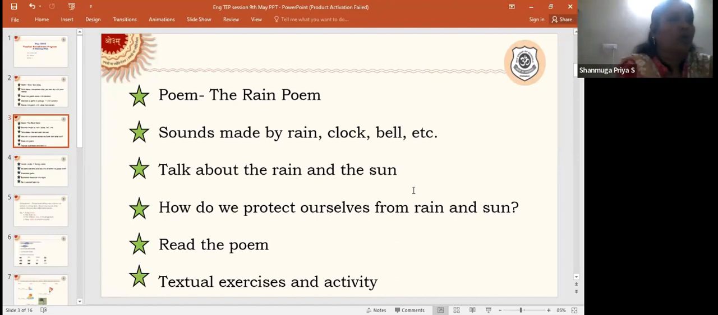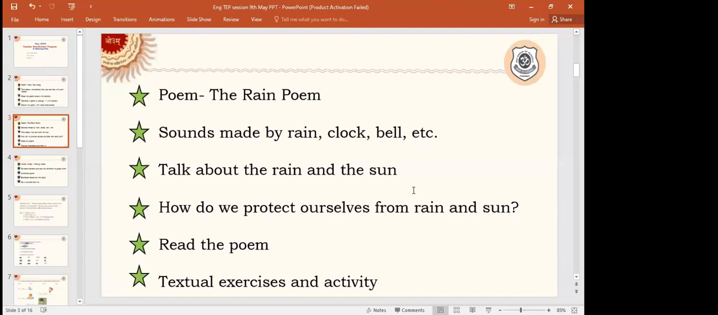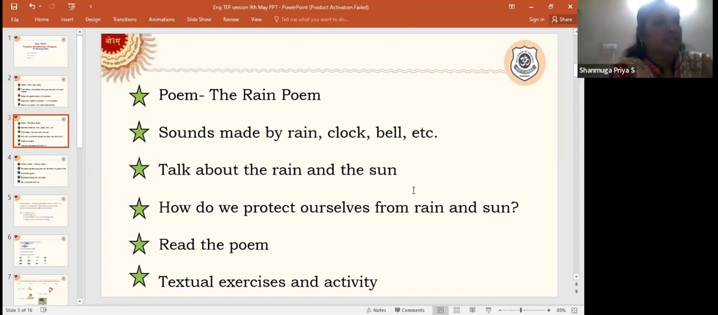And then what are the sounds you hear when it rains? Pitter patter sounds of the raindrops. Lightning sound. Thunder sound. Yes, sounds of the thunder. Then how does it feel when raindrops fall on your hand?